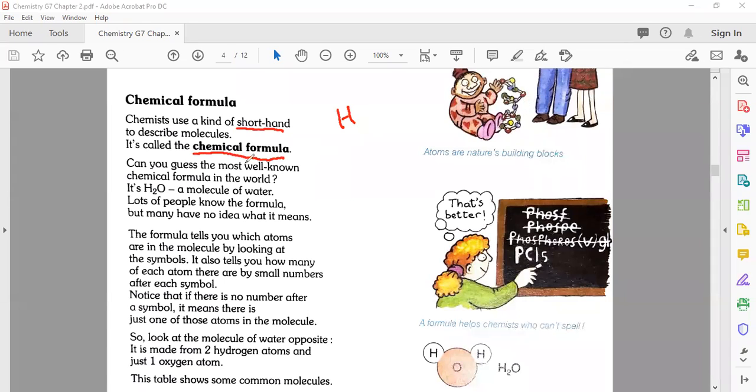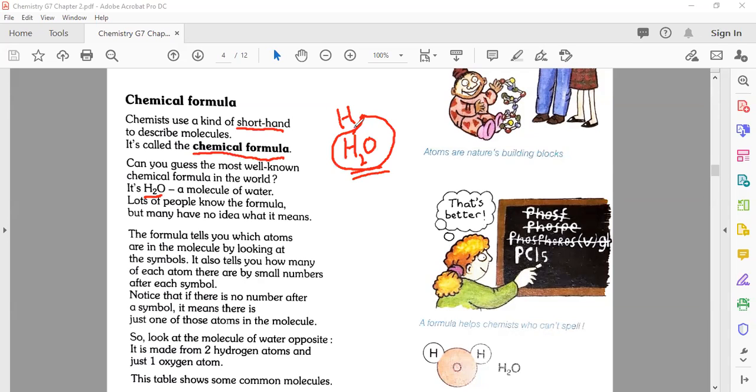Can you guess the most well-known chemical formula in the world? That is H2O. What does it mean? H for hydrogen and O for oxygen. That is the chemical formula of water.